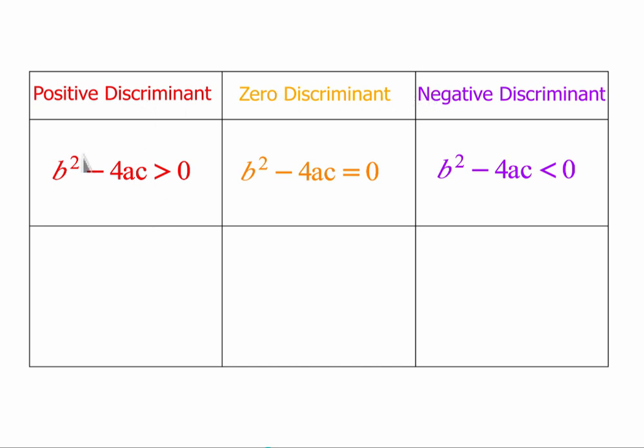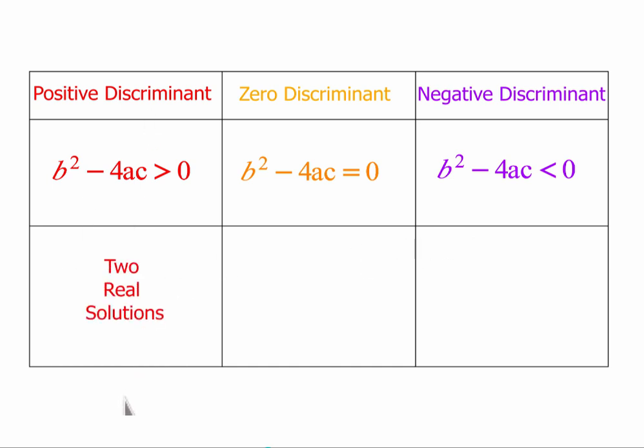A positive discriminant means that if I do the discriminant b squared minus 4ac, I'm going to get a number that's bigger than 0. A 0 discriminant means that if I find the discriminant, it's equal to 0. And a negative discriminant means that it will be less than 0. And these tell us different things about our solutions.